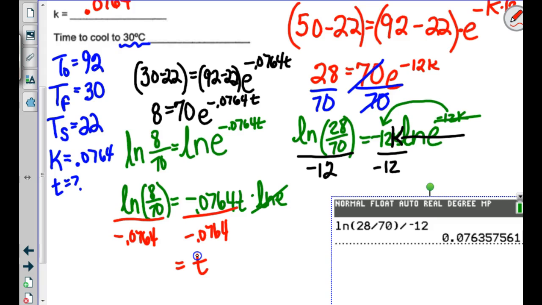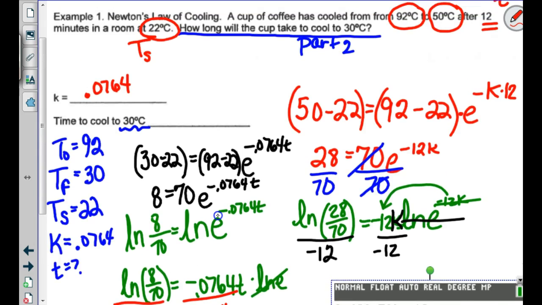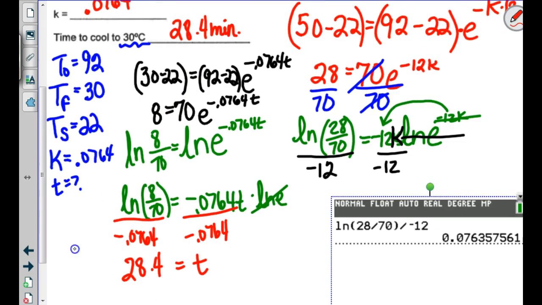Ugh, I can't type. Anybody get 28.4 minutes? Okay. It's around 28 minutes, 28 and a half minutes. I'm just going to go ahead and leave it 28.4. So, in other words, we measured the temperature at one time so that we could find the cooling coefficient and then predict how long until we finish cooling it. Everybody good?